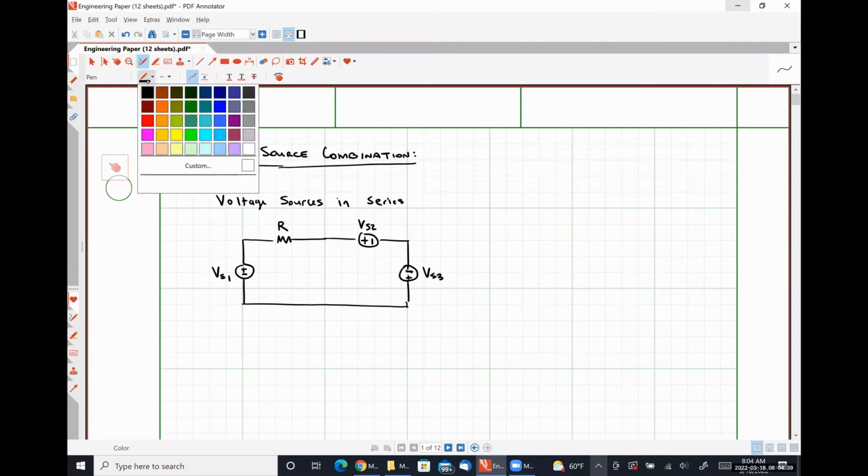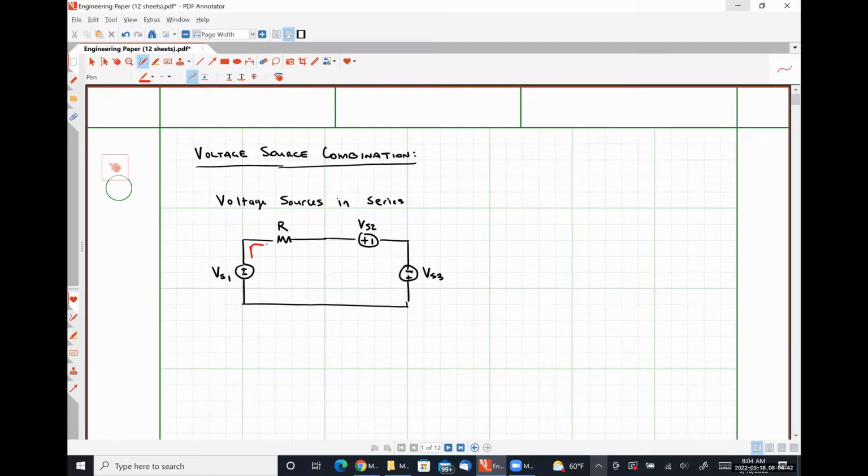Arbitrarily, I am going to choose to represent the current I that flows through all of these elements connected together in series as flowing in a clockwise direction. Okay. So if we were to apply Kirchhoff's voltage law around this loop, and I'm just going to call this voltage drop for now VR, we could have negative VS1 plus VR plus VS2 minus VS3 is equal to 0.